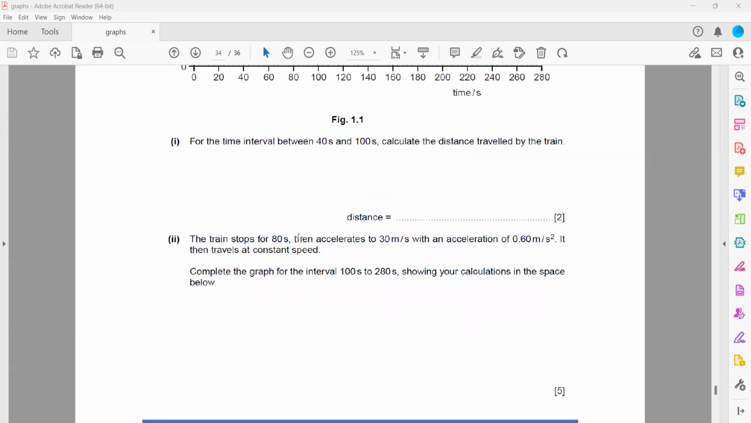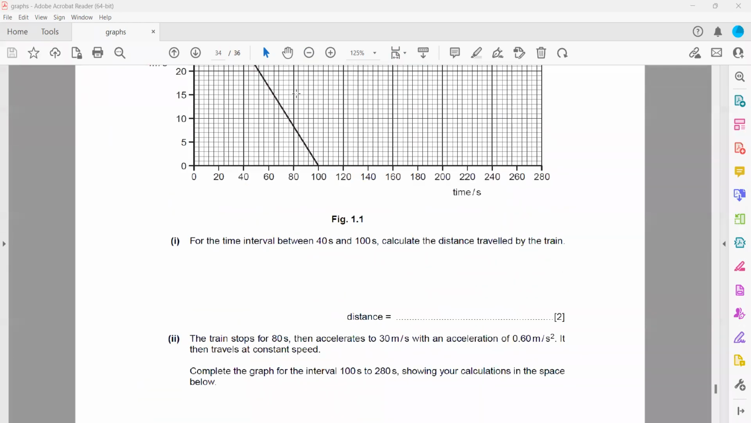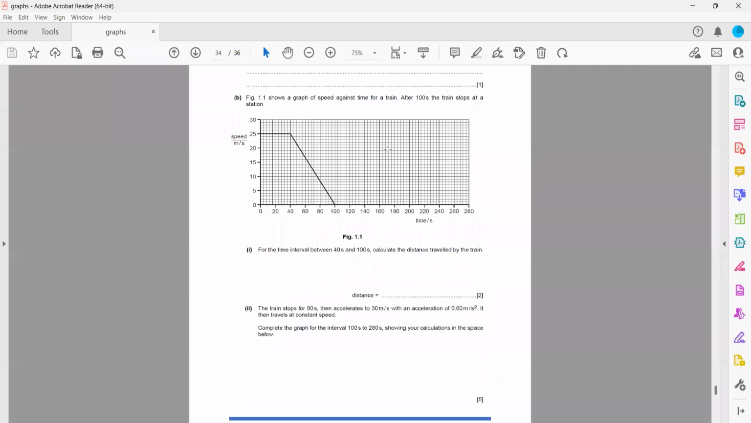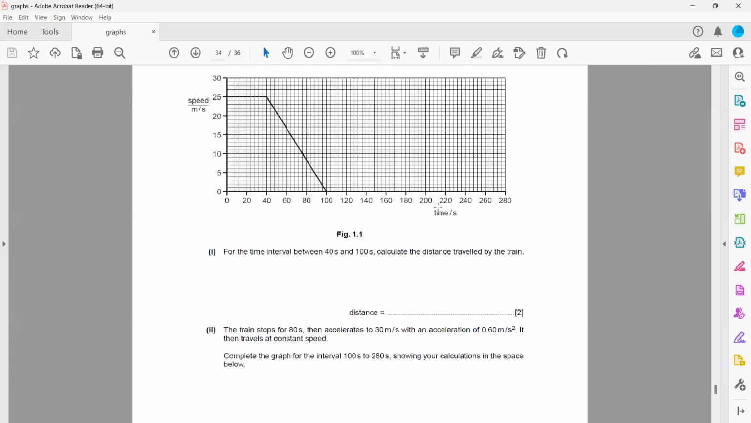Then the train stops for 80 seconds. We have to complete the graph here. From 100 seconds, the train stops for 80 seconds, so it will stay stopped till this point, from 100 to 180. Then it accelerates to 30 meters per second with an acceleration of 0.6.